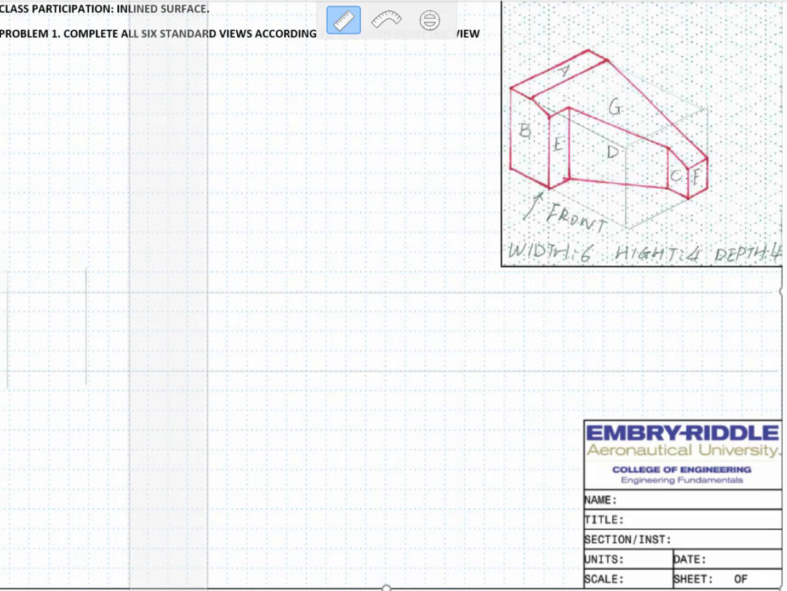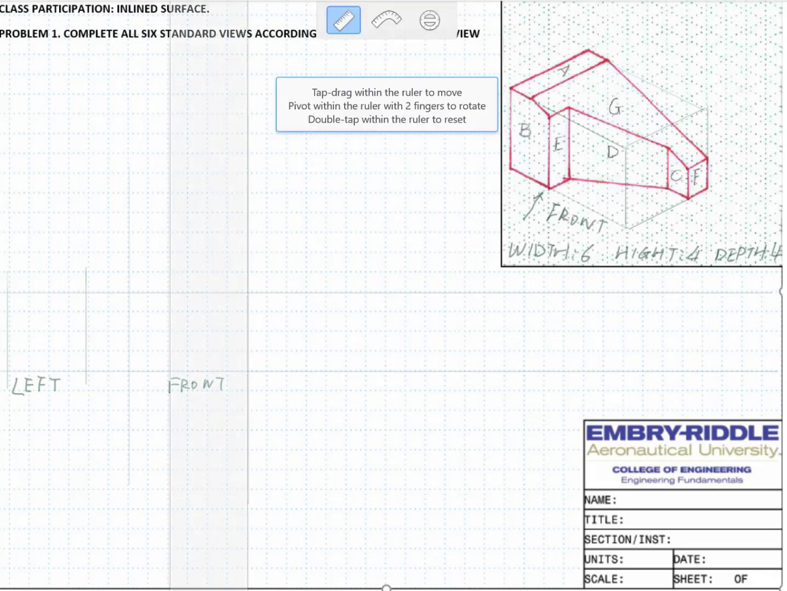Now, starting from the most left side, we use the depth to determine the room of the left side view. Then leave 2 units between any 2 views. Next to the left side is the front view. The front view is determined by the width, which counts from the left to the right.